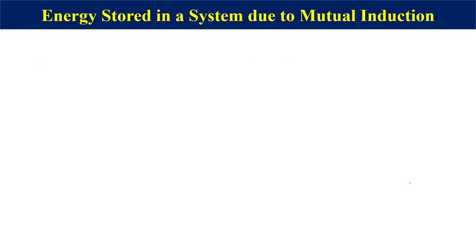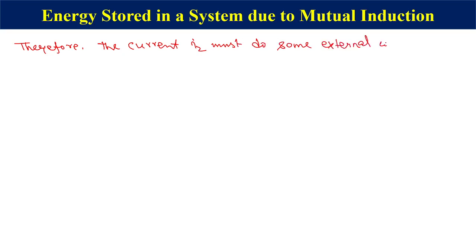Therefore, the current I2 must do some external work, otherwise it cannot flow, because it is receiving some kind of opposition. Since the current I2 is receiving opposition while flowing, some part of the energy is being lost. So work must be done.